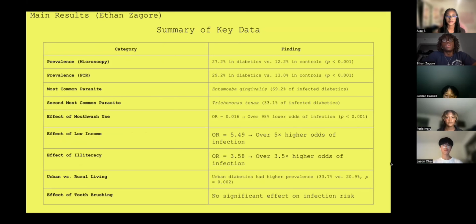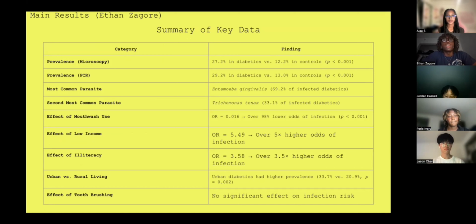So the results found that diabetic patients had a significantly higher prevalence of oral parasites compared to non-diabetic controls. Using microscopy, 27.2% of diabetic patients tested positive for at least one oral parasite versus 12.2% in the control groups. Using PCR testing, the rates increased to 29.2% and 13%, respectively.